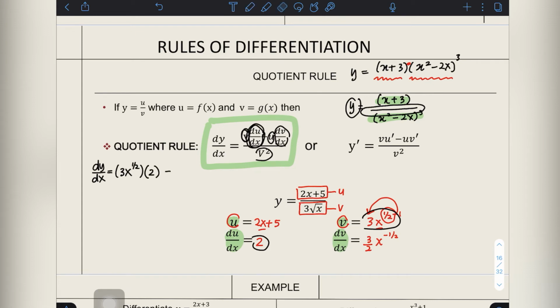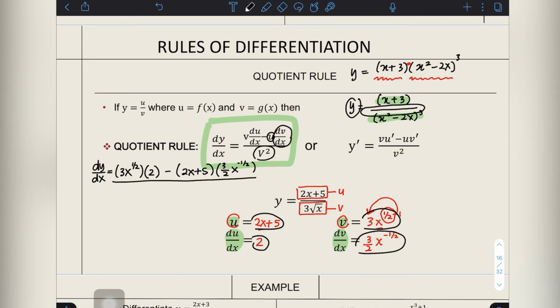Minus, okay, the formula is minus u. What is your u? Your u is 2x plus 5. So just write it here, 2x plus 5, multiplied by dv/dx. So your dv/dx is this one, multiplied by 3/2 x to the power of negative half. Don't forget the formula has to divide by v to the power of 2.